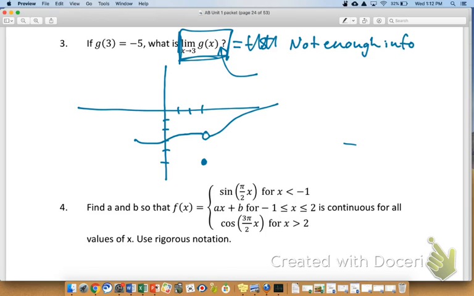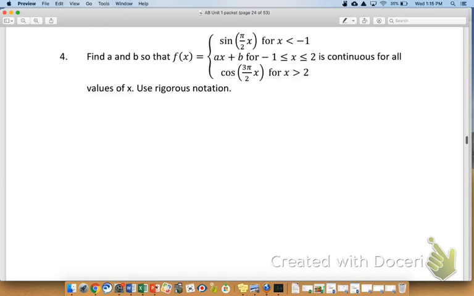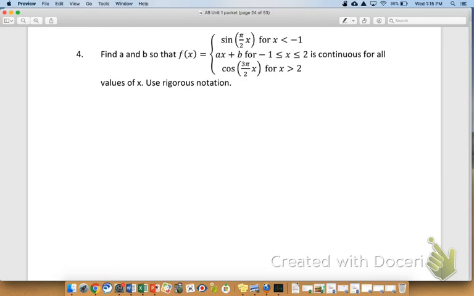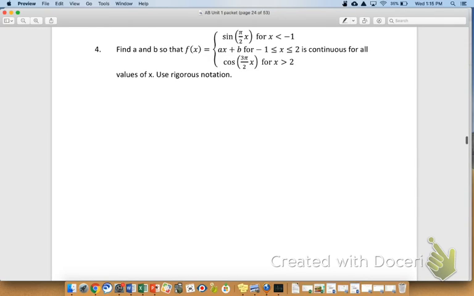Okay, so I got one last one here in this set for y'all to try. It's number 4. This is really similar to one we finished with last time, but it's got a little more to it, right? It's got 3 pieces instead of 2 pieces. So I want you to try to find A and B so that f of x is continuous for all x.